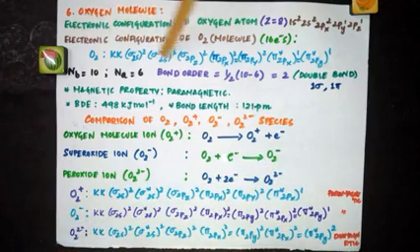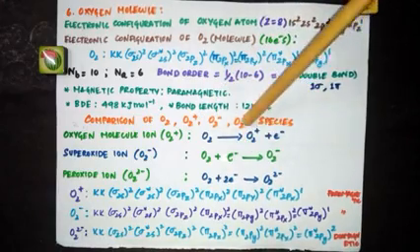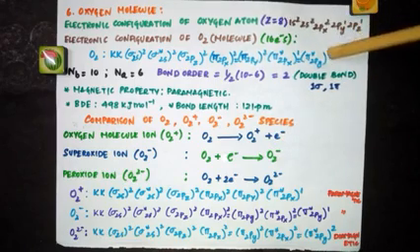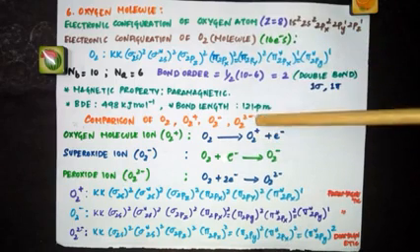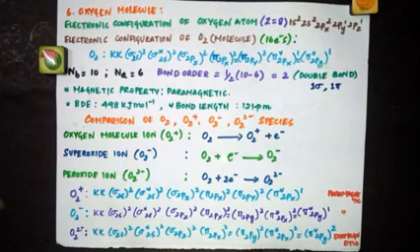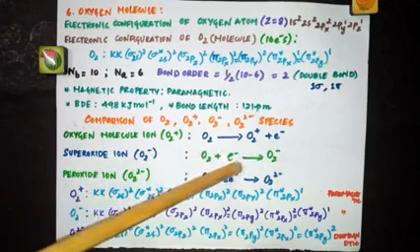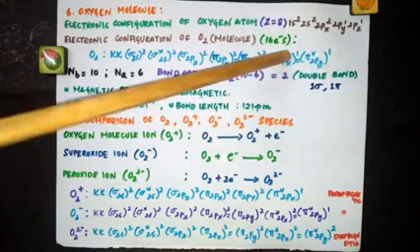Now, this is the electronic configuration of O2 molecule. How can I write the electronic configuration of O2 plus? I have to remove 1 electron. So that 1 electron will be removed from here. So till this will be the electronic configuration of O2 plus. And the next one, O2 minus. How do I get O2 minus from O2? By adding 1 electron. So I have to add 1 electron, and that 1 electron will be added here.